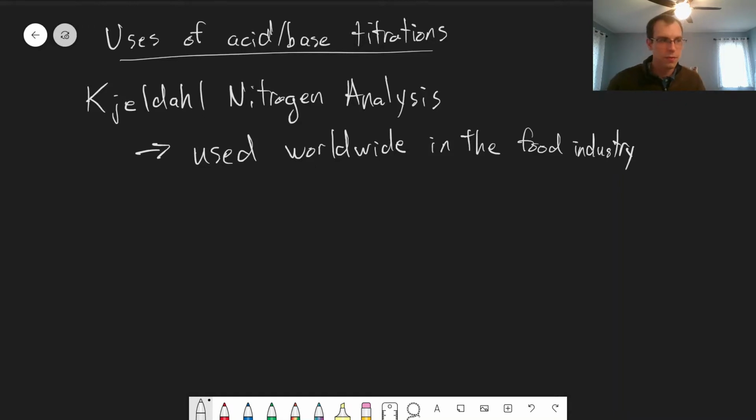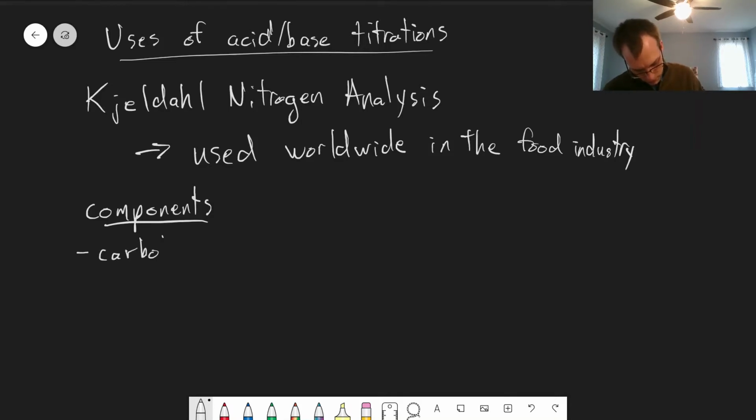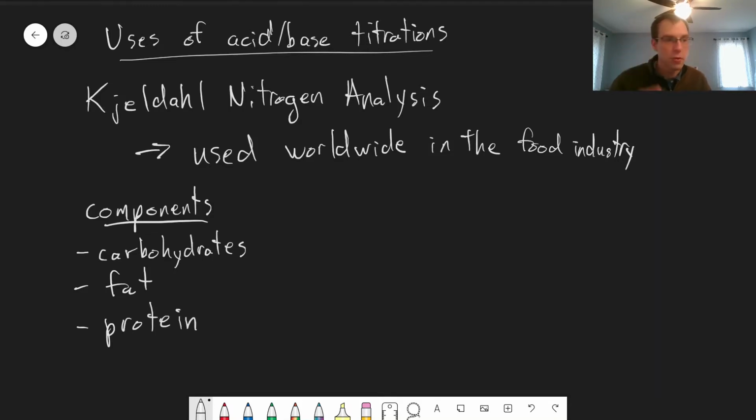And specifically in food, we care about it because of the three main components of food, right? If you go and look on your nutrition label, you'll actually see these listed. We have carbohydrates, so these are your sugars and starches. We have fat, and we have protein. Those are the three basic building blocks of any particular type of food.